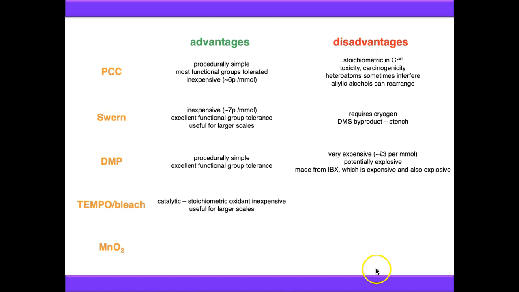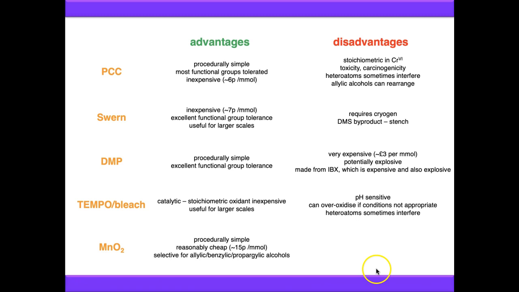TEMPO bleach oxidation. It's obviously catalytic, so the stoichiometric oxidant you're using is very cheap. Again, similar to Swern, useful for larger scales. Disadvantages, it's acutely pH sensitive, and you can get over-oxidation to carboxylic acids if you don't get the conditions quite right. Heteroatoms, especially ones that form hydrogen bonds, sometimes play havoc with TEMPO bleach oxidations.